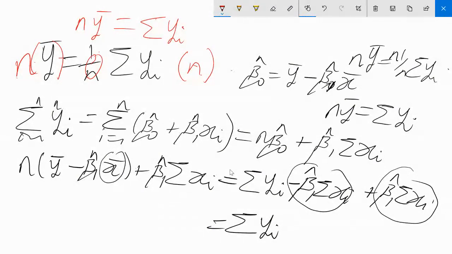So I take this and substitute for ny bar. And then I did the same for nx bar. I substituted for nx bar by summation of xi.